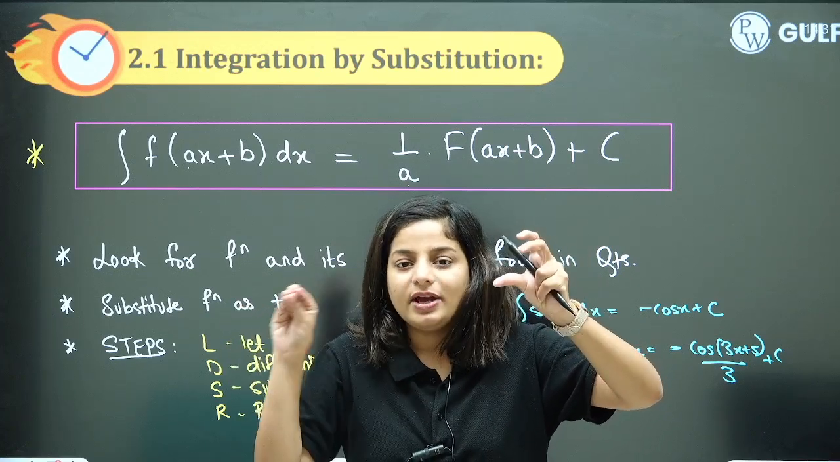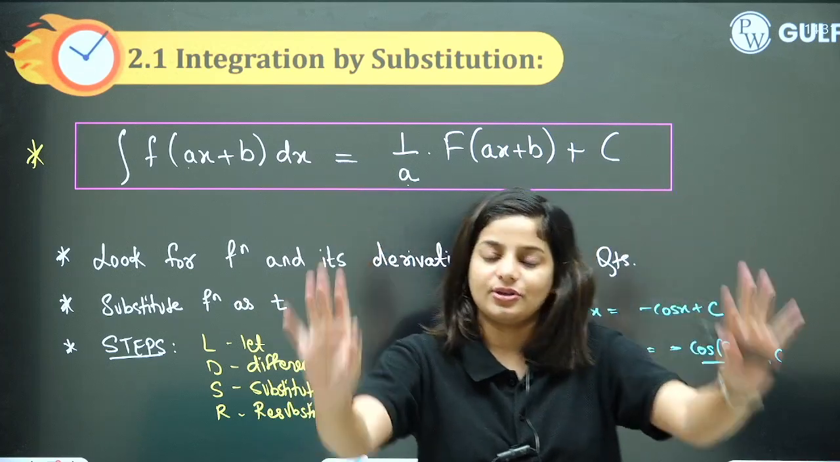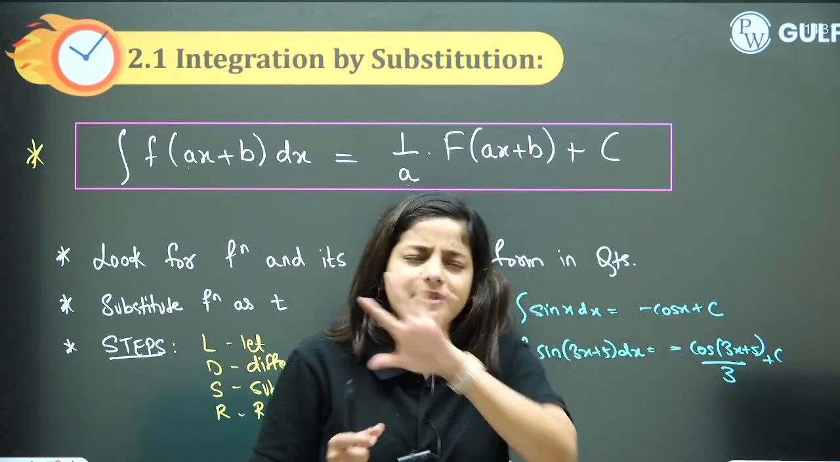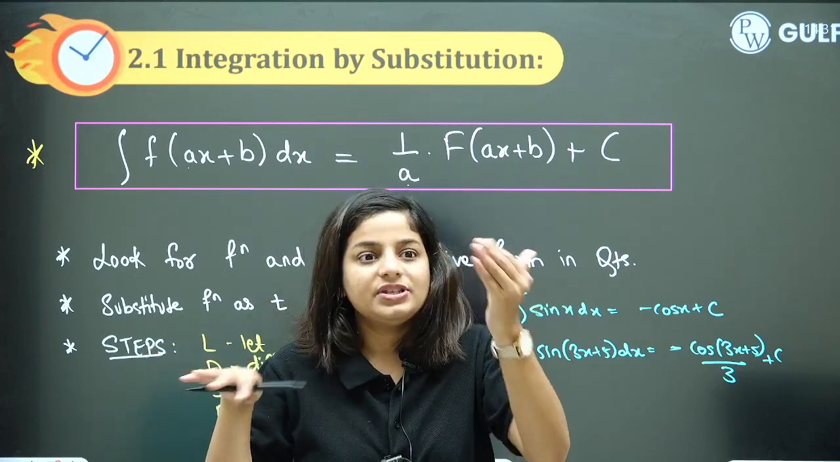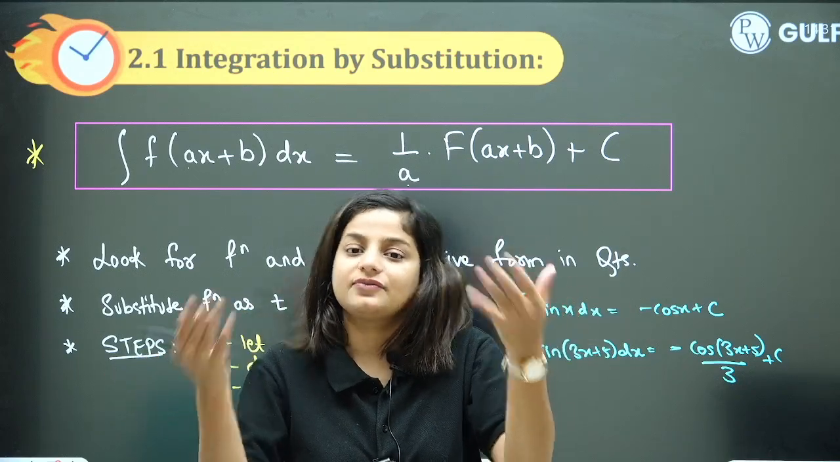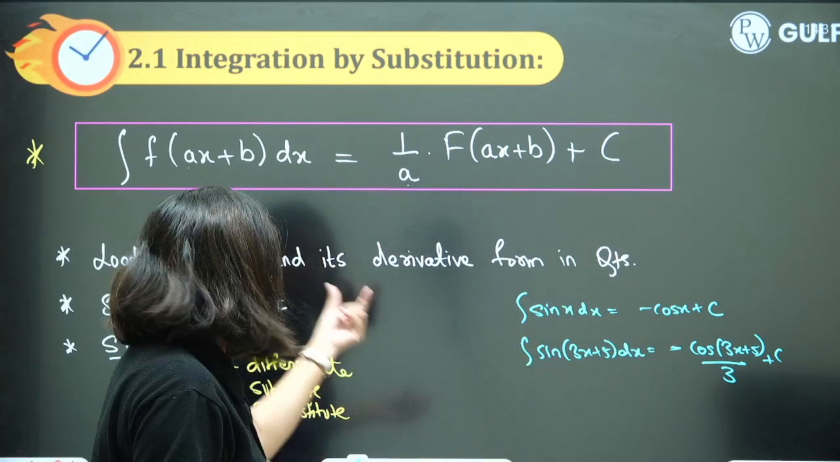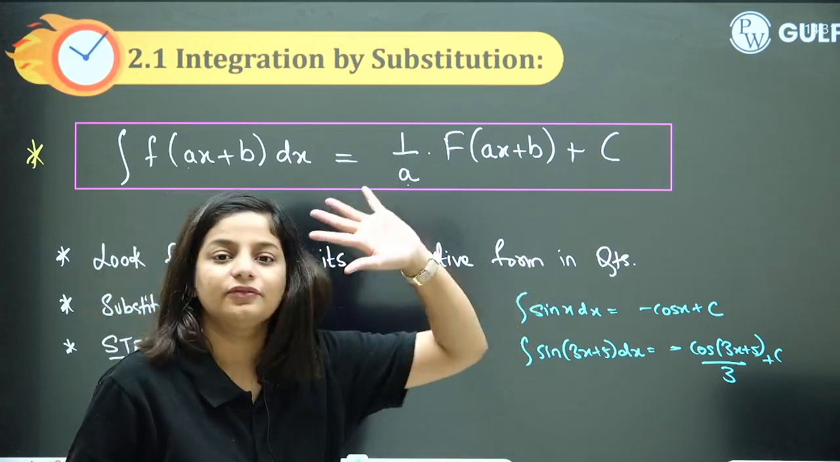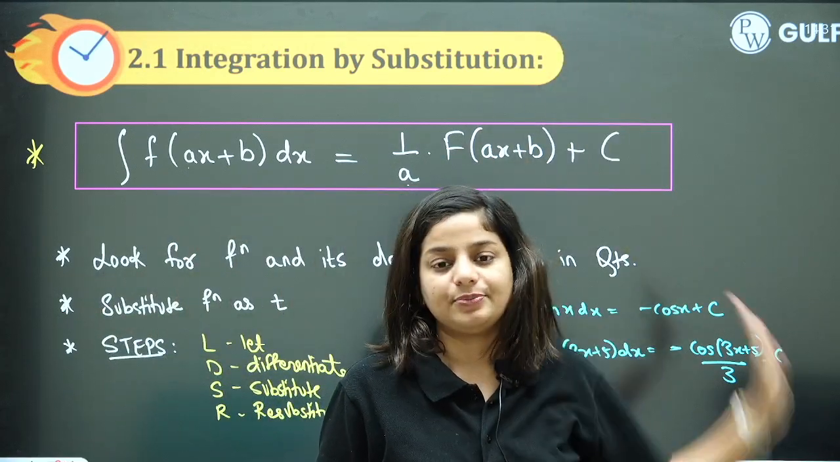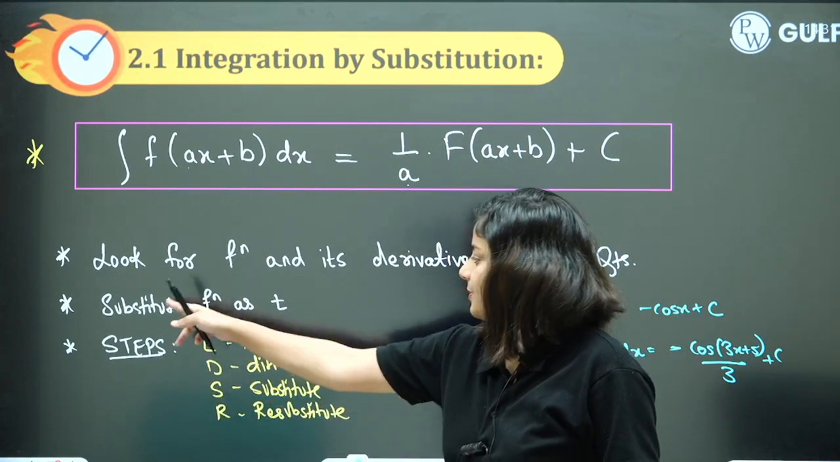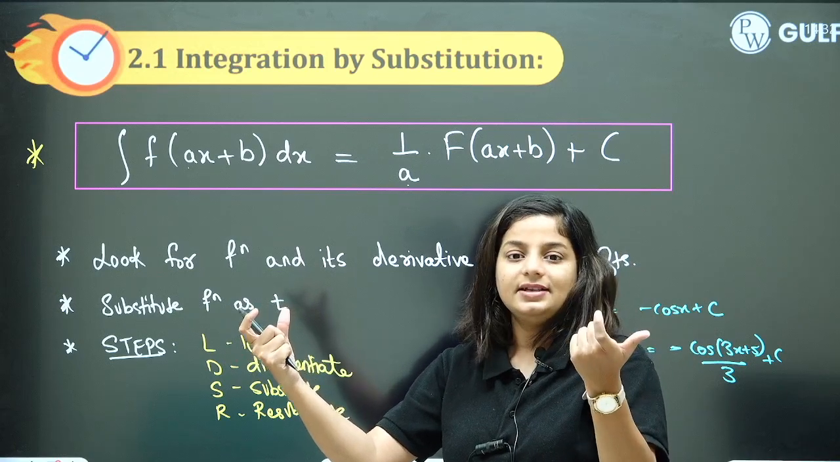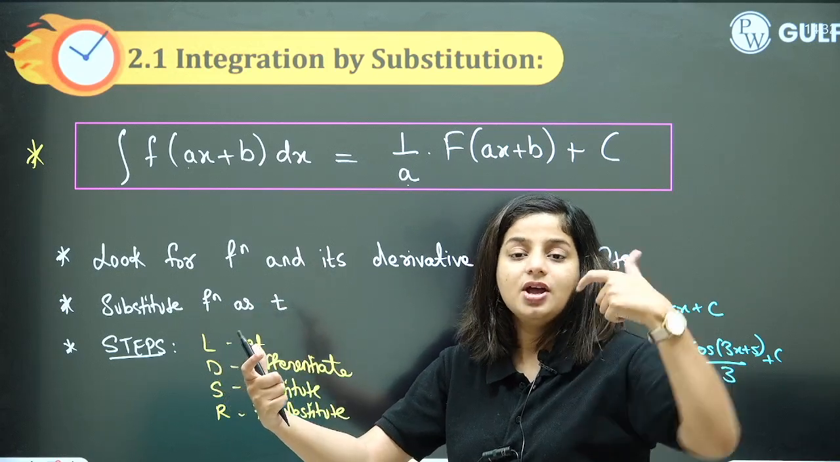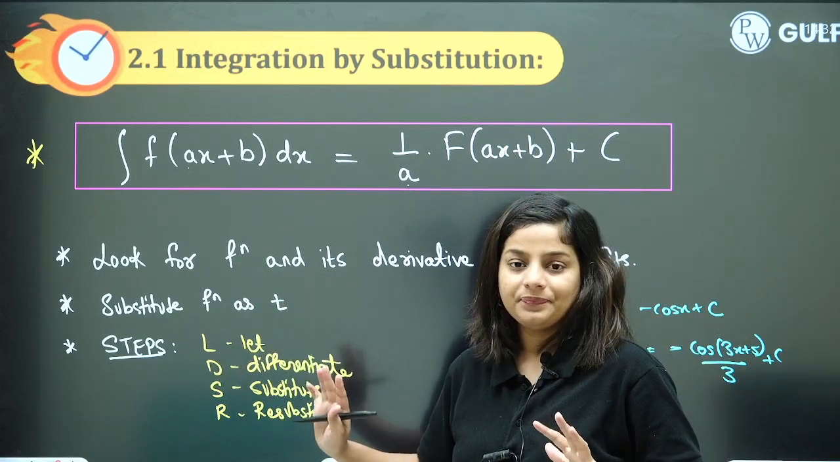If you see x square and x, you can do substitution. If somewhere you see sin x and somewhere you see cos x, they are a function and its derivative. Go for substitution. So wherever you see a function and its derivative, you should approach substitution. Substitute that function as t. Sin x is the function, cos x is the derivative, so substitute sin x as t.